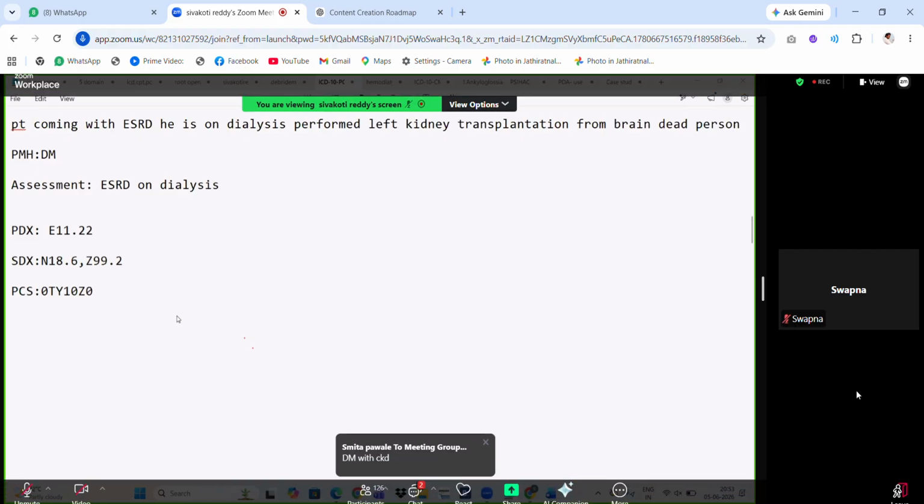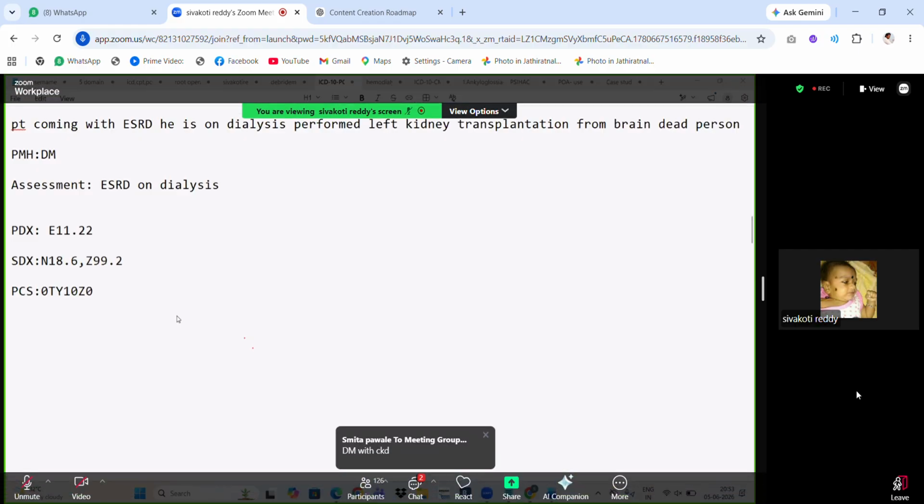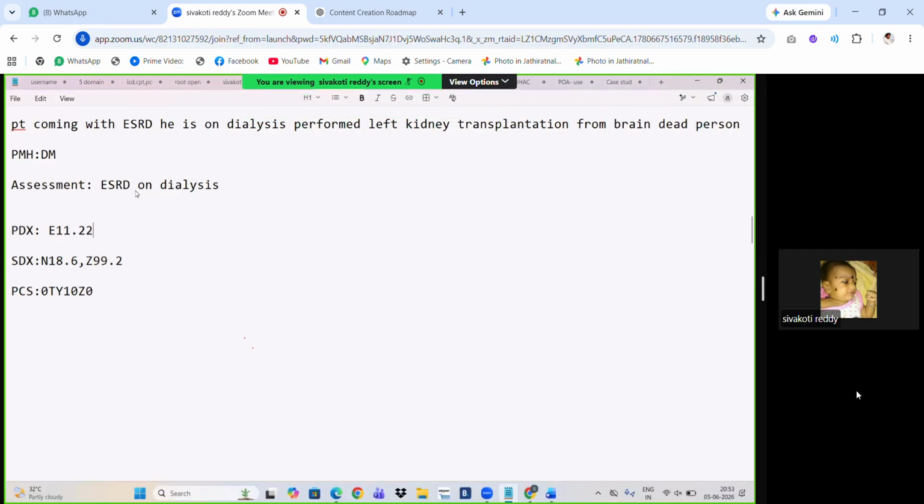Remember, even though they documented diabetes in the past medical history, we need to go with the 11-2 complication only. What is the PDX? 11-2-2, you will get DM with ESRD, then ESRD and hemodialysis should be SDX. Procedure: they performed left kidney transplantation from a brain dead person. So, what is the root operation? Transplantation.